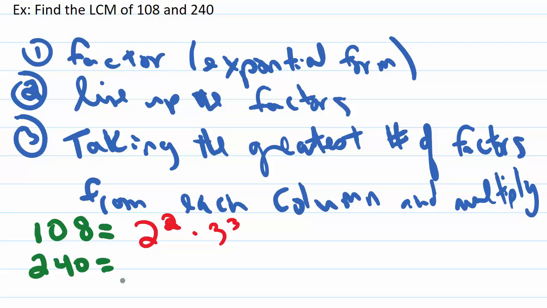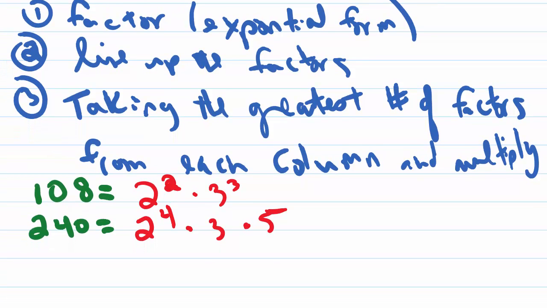240 is, and I'll let you do this work off on the side on your own. 240 is 4 factors of 2, because you've done this on your own off on the side, times 1 factor of 3 times 1 factor of 5. So these are the prime factorizations. Let me move this sheet a little bit. Okay, the prime factorizations of 108 and 240. So there's step 1 done.